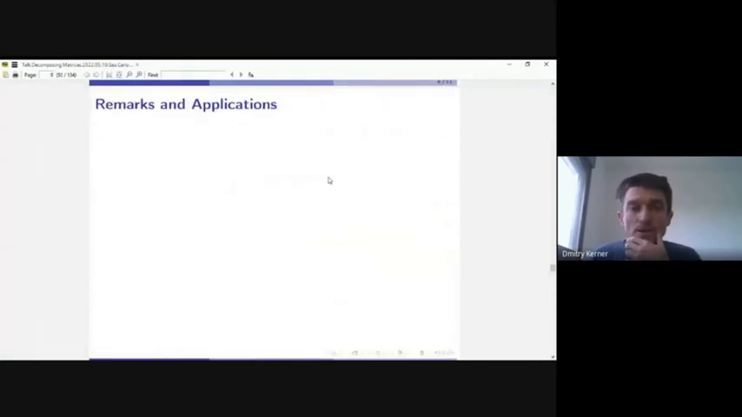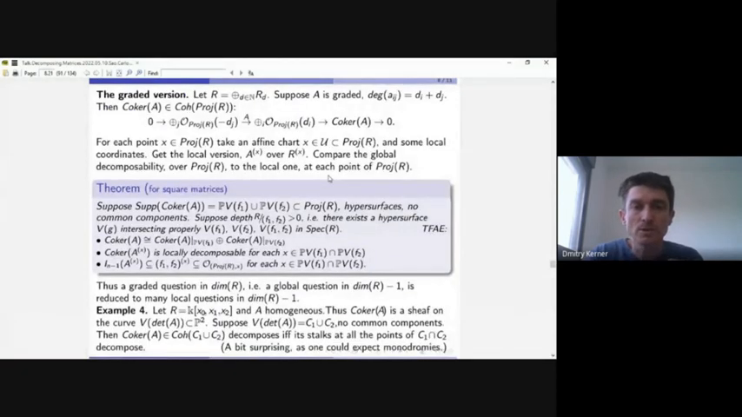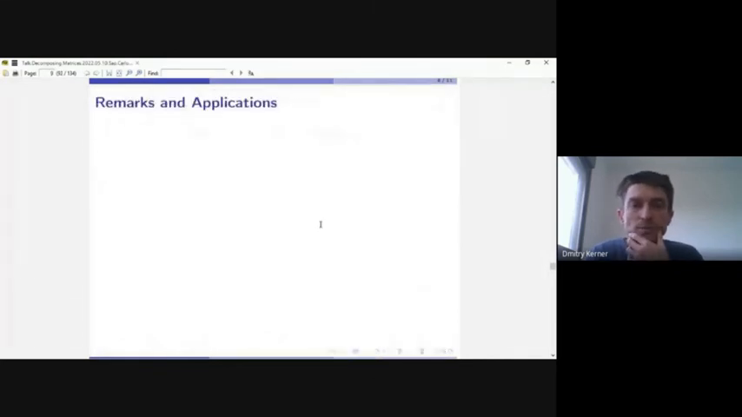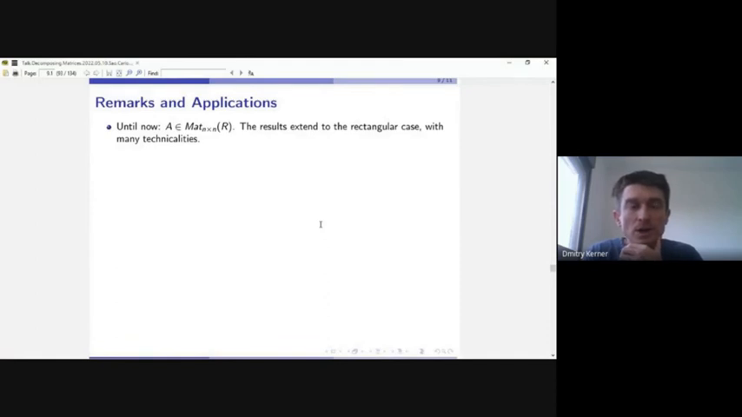So some remarks and applications. So once again, there were two main theorems. This is the graded to local transition and the previous theorem. And now let's see some remarks and applications. So until now, I worked only with square matrices. Yes, they are the simplest, of course. The results extend to the rectangular case when the matrices are not square. But then we have technicalities. They are really where commutative algebra enters, and there are some local cohomologies and so on and so on.